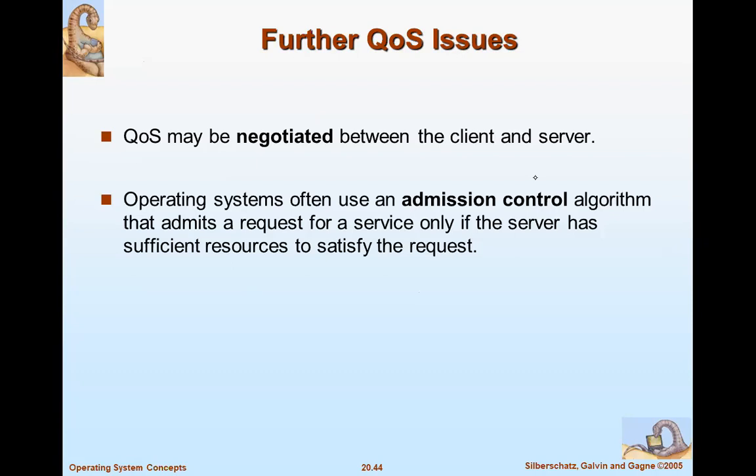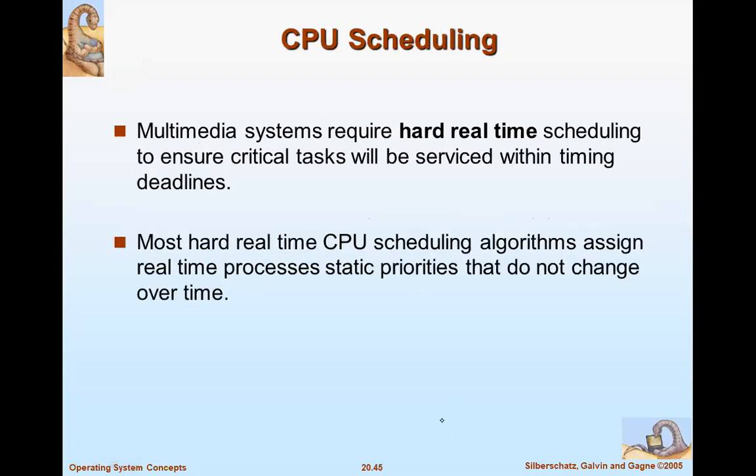Similarly, operating systems often use an admission protocol algorithm that admits a request for a service only if the server has sufficient resources to satisfy the request. So this algorithm is actually used if the required resources are available with the server.